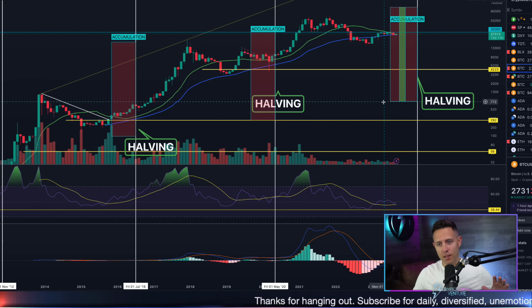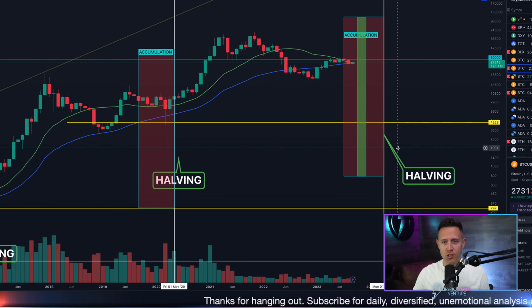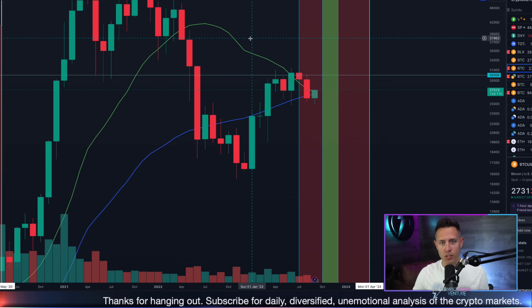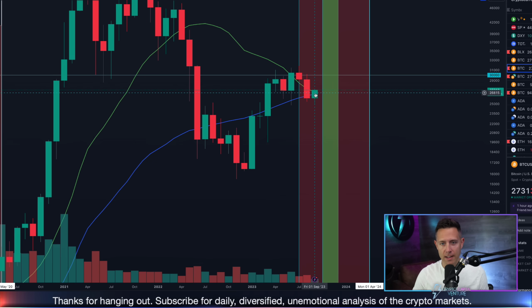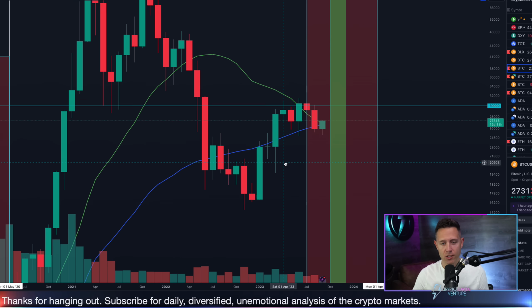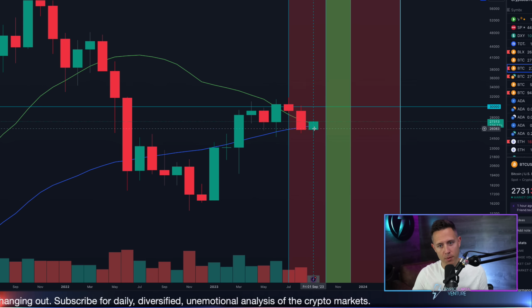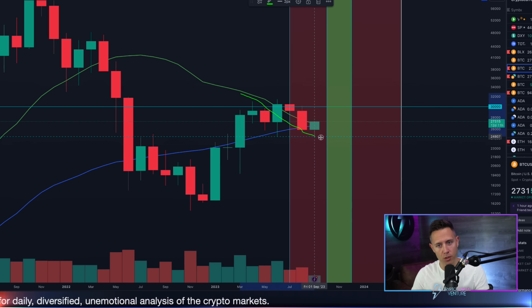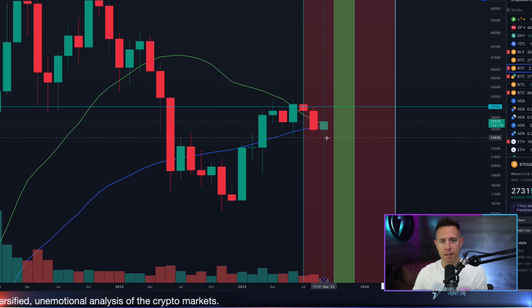So the thing I wanted to mention on this chart on the monthly is this. We have the 20-month moving average, the green line, and the 50-month moving average. There's going to be a lot of headlines about these moving averages, the 20 crossing below the 50. There's going to be a lot of bearish headlines, but I just want to say something.